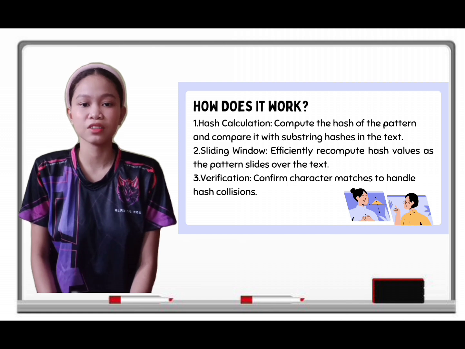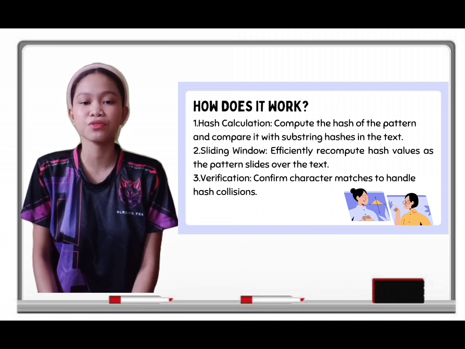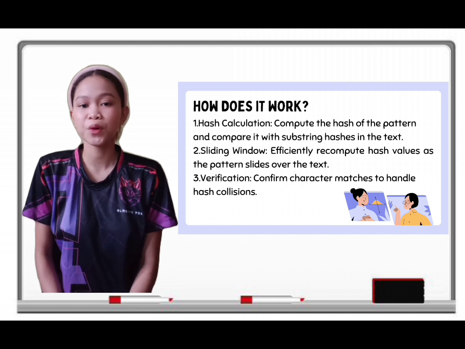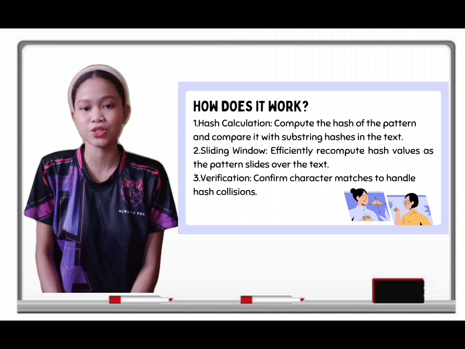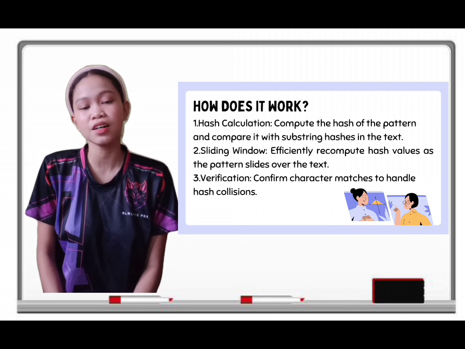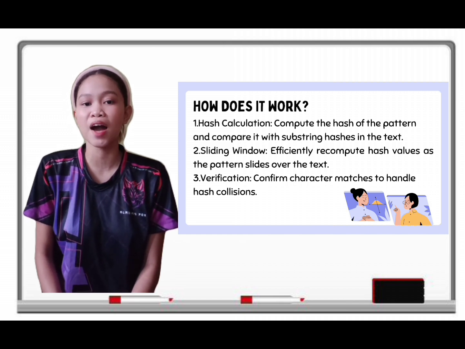How does the RABIN-KARP algorithm work? First is hash calculation. Compute the hash value of the pattern and compare it with the hash values of substrings in the text. Second is the sliding window approach. As you slide the pattern over the text, recompute the hash value efficiently instead of recalculating it from scratch. Third is verification. If a hash value matches, check the characters to avoid hash collisions. A hash collision occurs when two different inputs produce the same hash value. We will discuss that later.